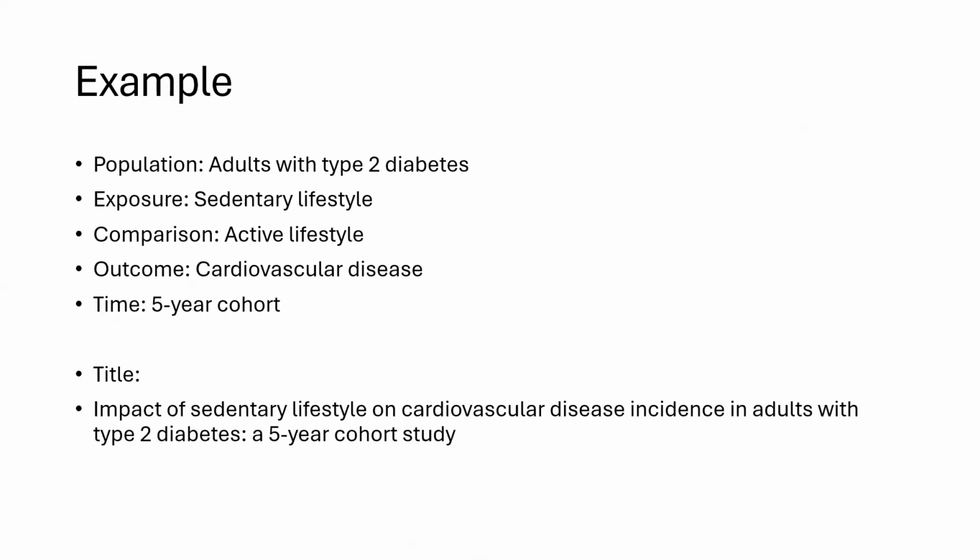For example, let's discuss adults with type 2 diabetes. This is my population that I am going to look at. So I am going to look for an exposure instead of an intervention. My exposure is sedentary lifestyle, and I'm comparing it with the people who are active, who do exercise, who have an active lifestyle, and the outcome is cardiovascular disease. So do people with type 2 diabetes develop cardiovascular disease or not? In 5 years of follow-up, I will follow them for 5 years. So my timeline is a 5-year cohort.